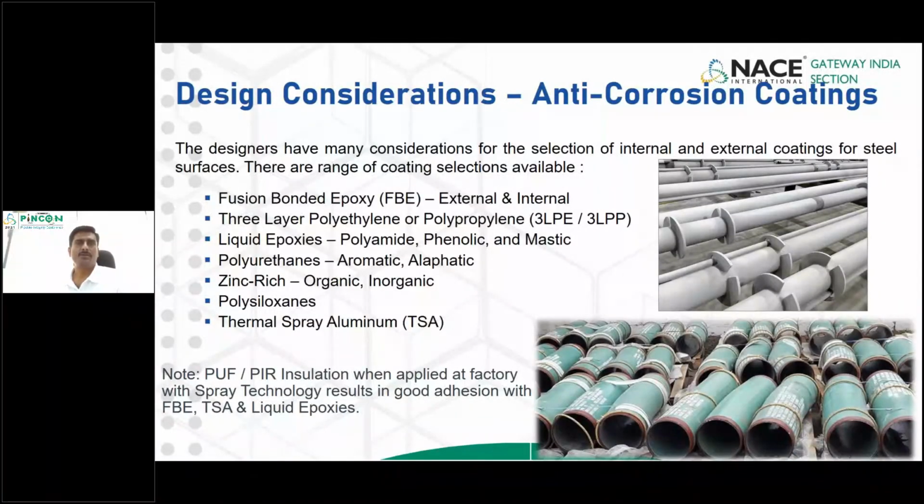Design consideration for anti-corrosion coating. The designers have many considerations for selection of internal and external coatings for steel surfaces. There is a wide range of coating selections available. A few are listed below for onshore and offshore application: fusion bonded epoxy, external and internal, 3-layer polyethylene and polypropylene, liquid epoxies, which include polyamide, phenolic and mastics, polyurethanes, aromatic and aliphatic, zinc-rich coatings, organic and inorganic, polysiloxanes, and thermal spray aluminium and zinc spray aluminium.